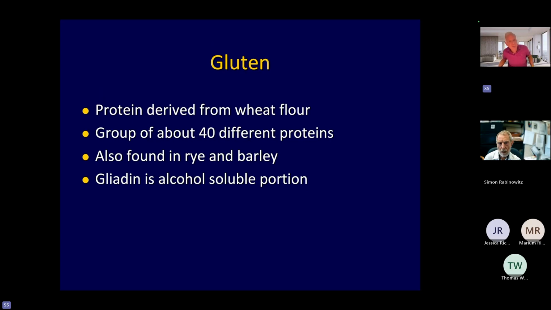The bad actor in celiac disease is, of course, gluten. Gluten is a protein derived from wheat flour. It's a group of about 40 different proteins and also found in rye and barley. Gliadin, which is the final common pathway leading to celiac, is the alcohol-soluble portion of the gluten protein.